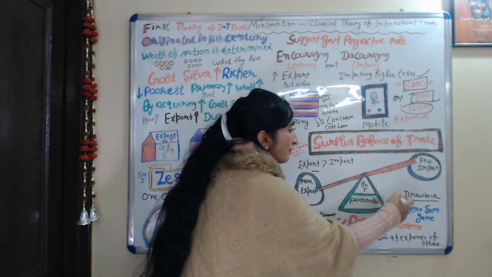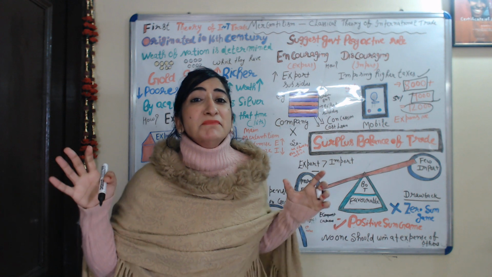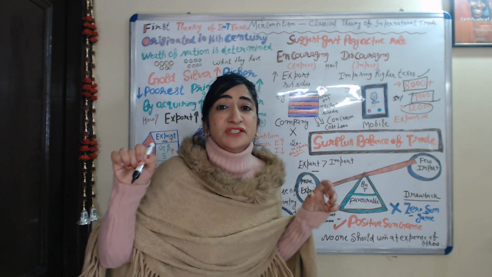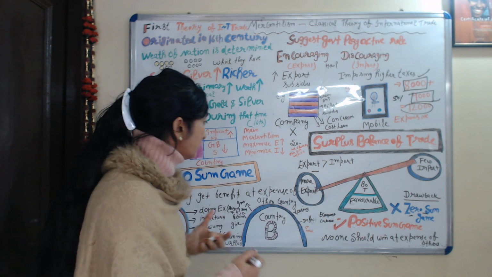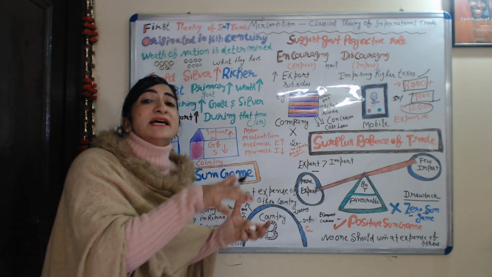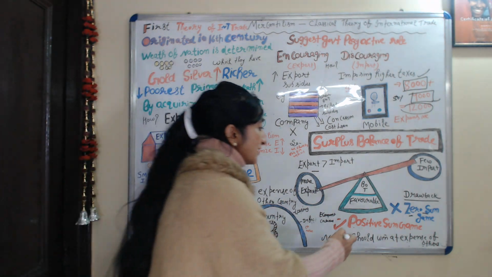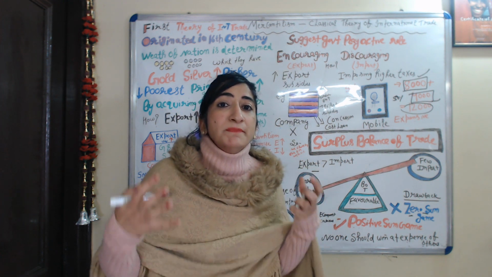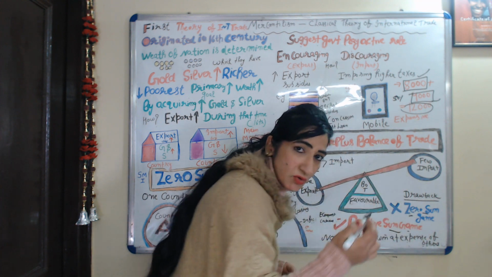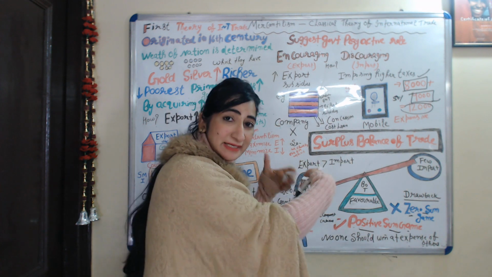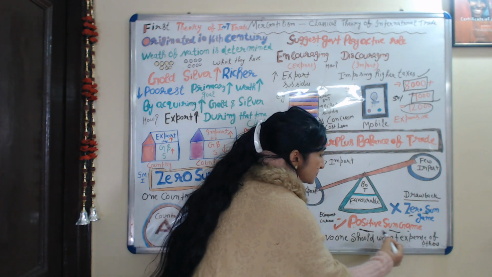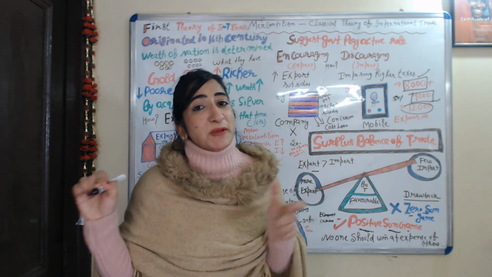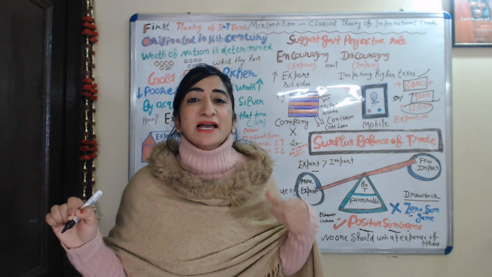This theory has one main drawback. The drawback is, as I discussed earlier, this theory is based on a zero-sum game, which means one country gets benefit at the expense of another. Many economists criticize it. According to them, trade should be based on a positive sum game. Positive sum game means no one should win at the expense of another.